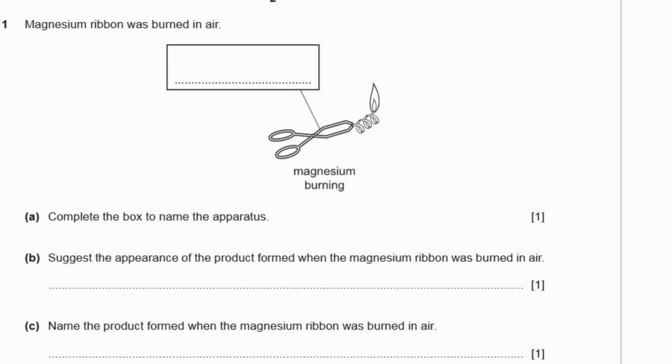Question 1. Magnesium ribbon was burned in air. A. Complete the box to name the apparatus. Okay, so that thing that holds the magnesium so your fingers don't have to, they're called tongs. B. Suggest the appearance of the product formed when the magnesium ribbon was burned in air. So the product formed is a white powder. You can call it a white ash, white solid. You could also say smoke, but the white powder is what they're looking for.